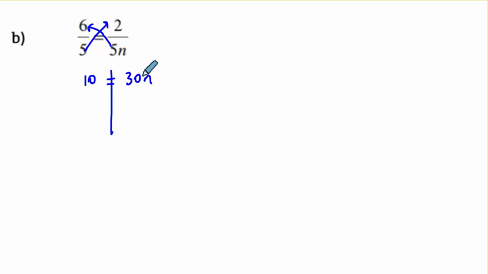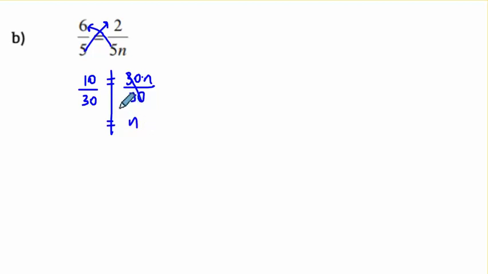We look to the side with the n, we understand that that's really multiplication, 30 times n, and so in order to get rid of the multiplication, we divide. We're going to divide both sides by 30. So I divide by 30 over here as well. So these cancel out, and I'm left with n.